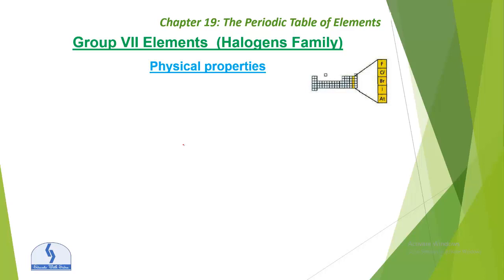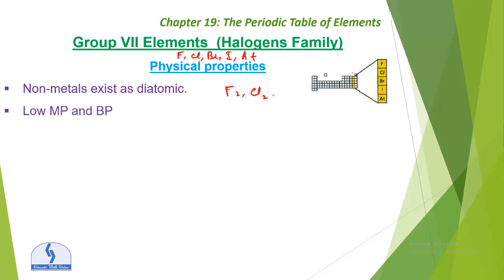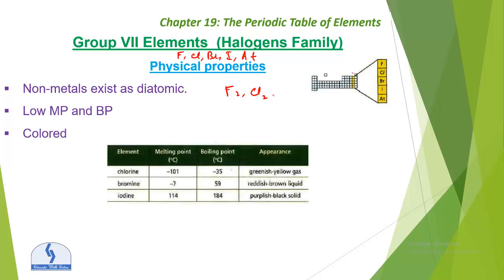Now group 7 elements are also called the halogen family, and they are fluorine, chlorine, bromine, iodine, astatine. Look, this is the 7th group, highlighted by the yellow color. Physical properties: they are basically non-metals. They exist as diatomic covalent molecules, meaning F2, Cl2, Br2, I2, etc. They have low melting points and low boiling points, and they are colored. You can see the chlorine, bromine, iodine.